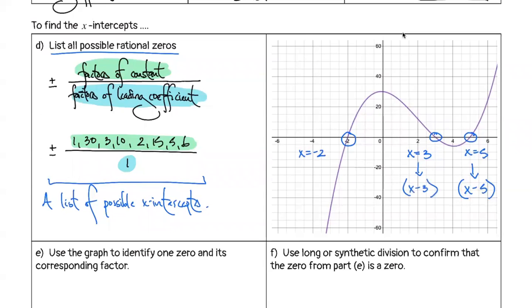All right. And this last one, if x equals -2 is a factor, or is a 0, what factor did that come from?